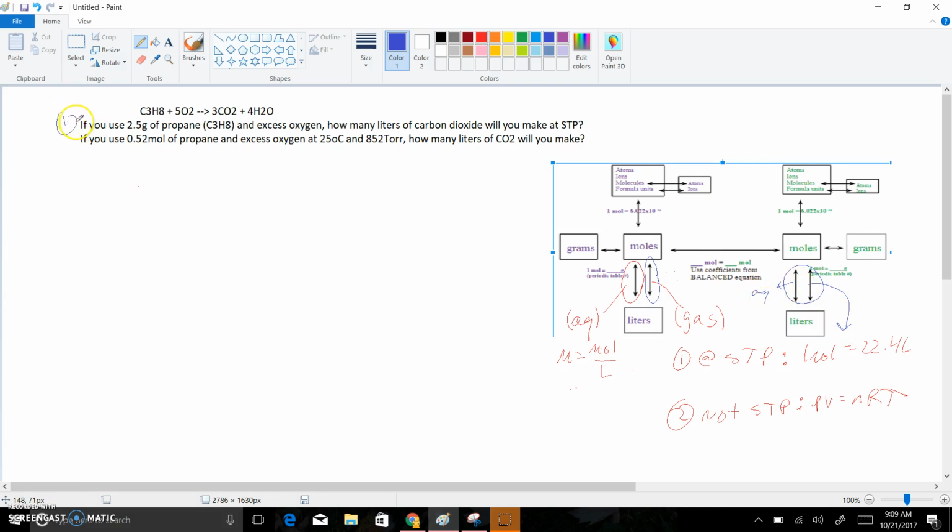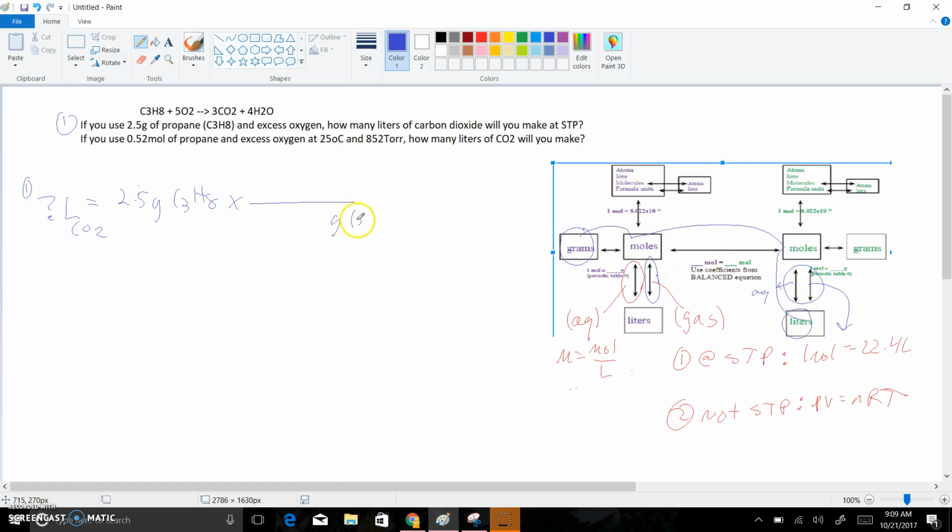Okay, so let's look at number 1. If you use 25 grams of propane and excess oxygen, that's important, excess, so we know propane is the limiting reactant, how many liters of carbon dioxide will you make at STP? For number 1, I can just use straight stoich. Question mark liters of CO2 equals 25 grams of propane, C3H8. If you look on the mole map, I am in grams, and I'm trying to get to liters of a different substance, so I have to go to the green side, get into liters. So I'm going to go 1, 2, and 3 to get there.